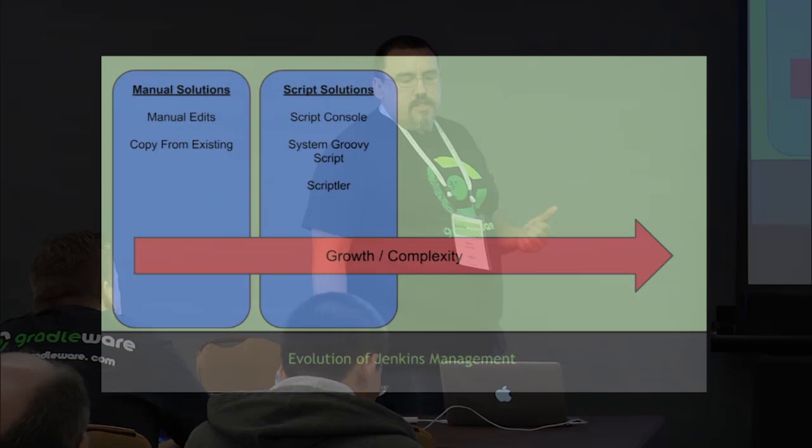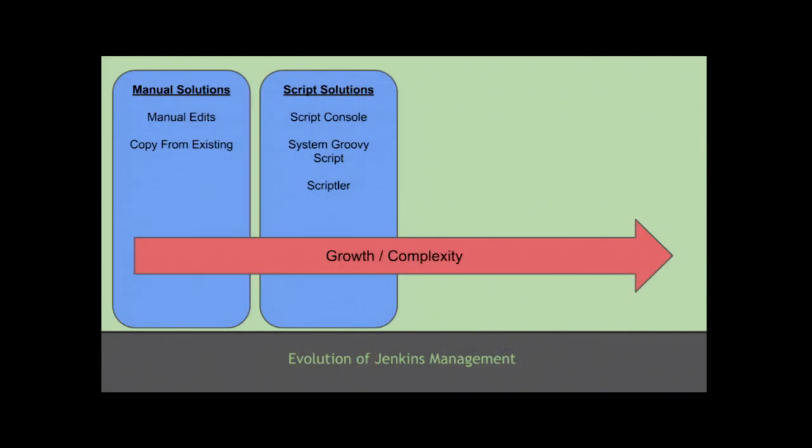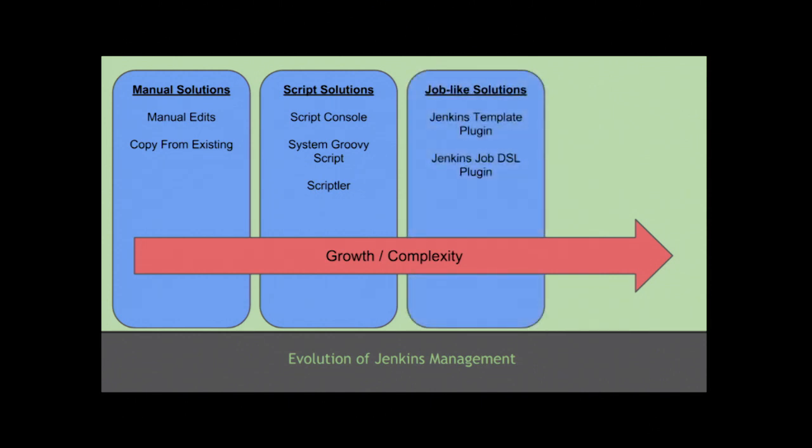And probably the first thing that you would come across are script solutions. So these are things like the script console within Jenkins, the system Groovy scripts or Scriptler. And then at some point you start to find the limitations of that, and you move on to what I would call job-like solutions. Now, job-like solutions are things like the Jenkins template plugin and the very fine Jenkins Job DSL plugin.